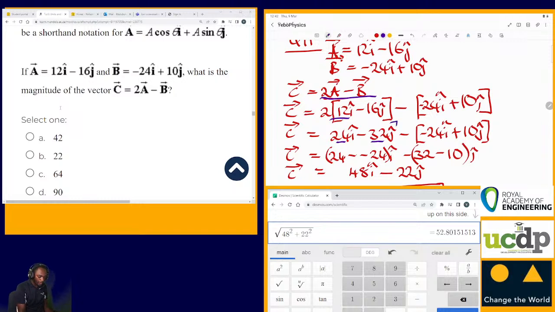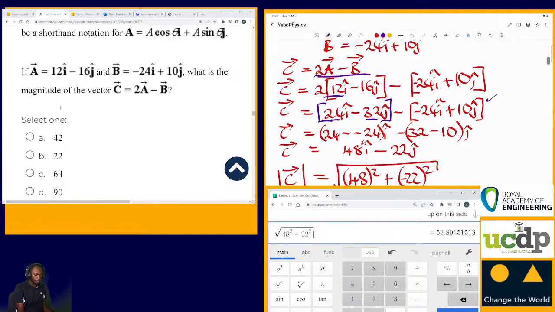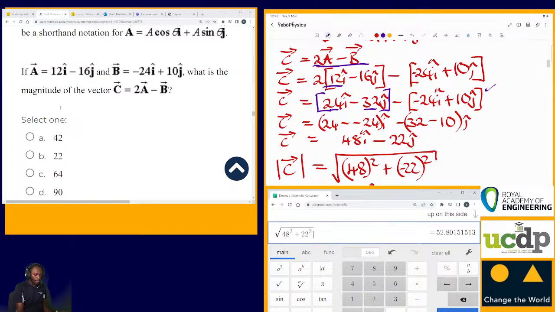So this is our vector 2a. 2 times 12, that's 24. 16 times 2, that's 32. Then it becomes minus vector b. Vector b, we have negative 24i plus 10j. So vector b is quite okay. Then what else do we need to check? Now we are adding components in the i direction, combining the i terms.